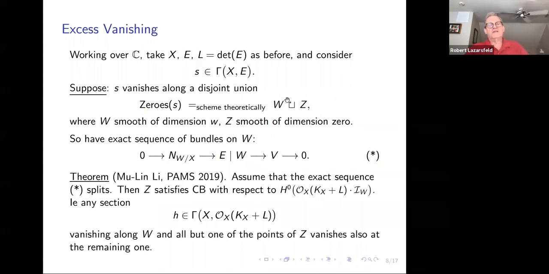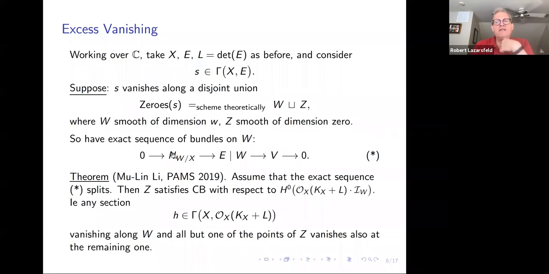So let me now tell you what Moulin Lee's statement was, but it involves an additional hypothesis. So let me state that hypothesis. Imagine, just for simplicity, W is irreducible, or else this condition is supposed to hold component by component. So we have this smooth scheme W of some dimension little w, and it's cut out locally by n equations.